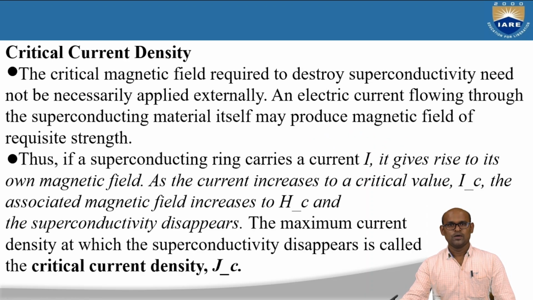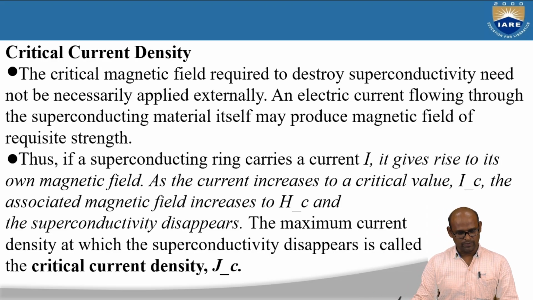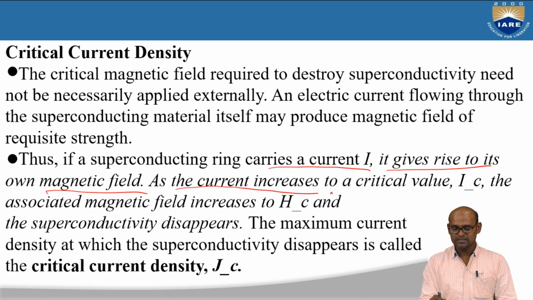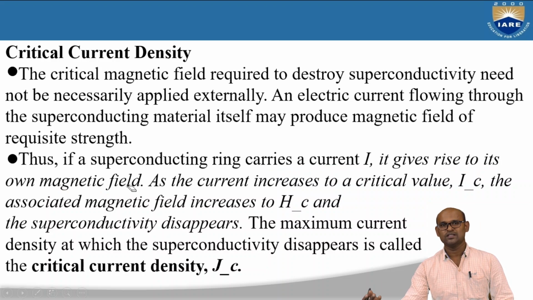Critical current density. To destroy the superconducting state, you don't need to apply an external magnetic field, but you can destroy the superconducting state by increasing the current flowing in the superconducting ring. The superconducting ring carries a current I, which gives rise to its own magnetic field. As the current increases to a critical value Ic, if you increase the current flowing in the superconducting ring, the current will also generate or produce a magnetic field.